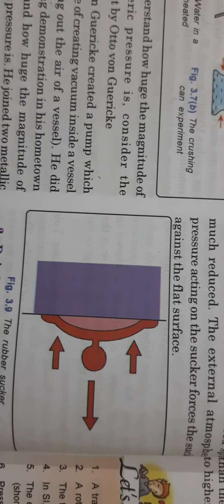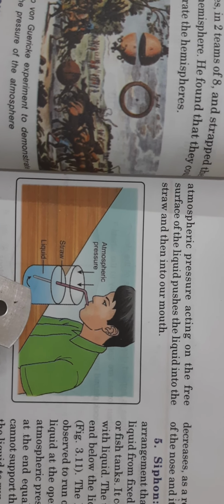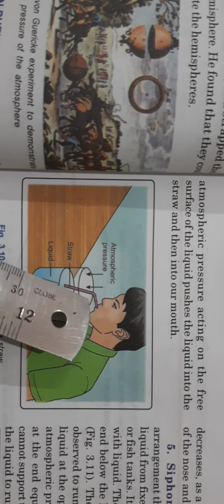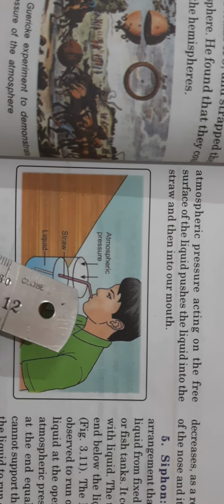Next example is given about a straw being used to suck water from a can. Not only water, any soft drink that we can drink with the help of a straw, isn't it? What do we do with the straw? We suck air through the straw. So when you suck air, you are creating a low pressure of air inside the straw in this portion.